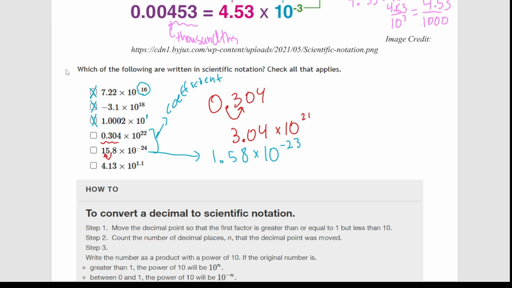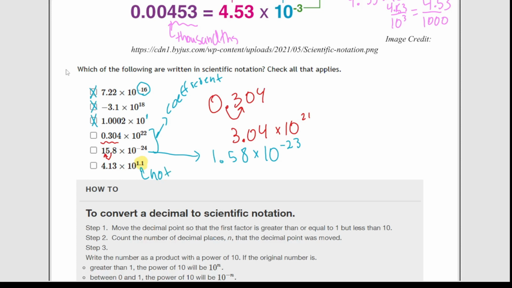And then for the last one, the issue is actually the exponent itself is not an integer. And to be honest, I don't know off the top of my head how to fix that exponent not being an integer. I think that this would just be a more difficult number to suddenly make into scientific notation. But all three of those are not in scientific notation for those reasons.